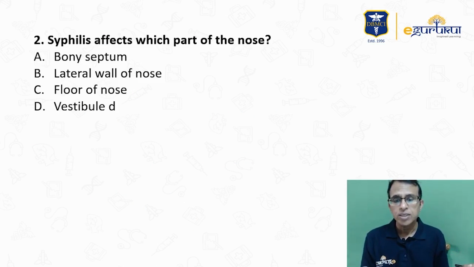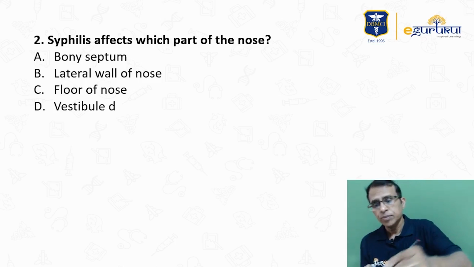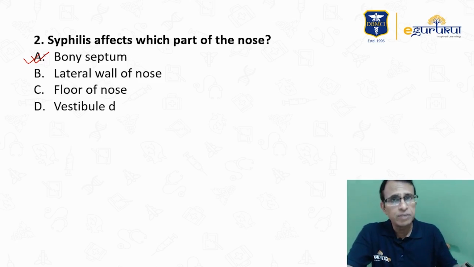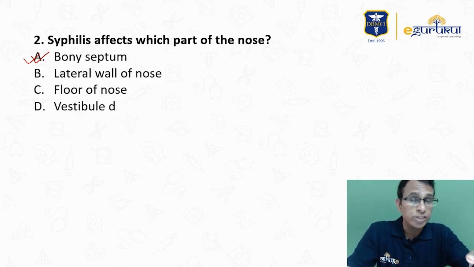Next question. Syphilis affects which part of the nose? Is it bony septum, lateral wall of the nose, floor of the nose, vestibule of the nose? What is the correct answer? The correct answer is bony septum. Now again, it's a very popular question. Usually they have changed the question.